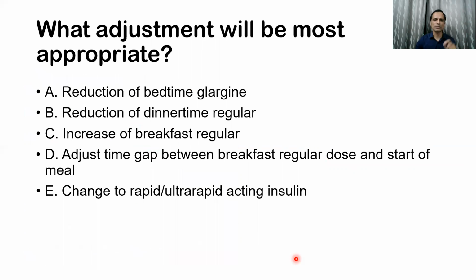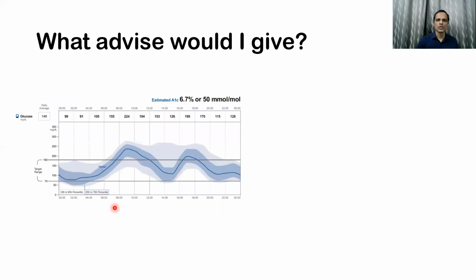So what will be the most appropriate adjustment for this particular patient? Should we reduce bedtime glargine because she's having lows in the night? Should we reduce the dinner time regular insulin? Should we increase the breakfast regular insulin because there is a high glucose after breakfast? Should we adjust the time gap between regular insulin dose and the start of meal, or change to rapid or ultra rapid acting insulin?